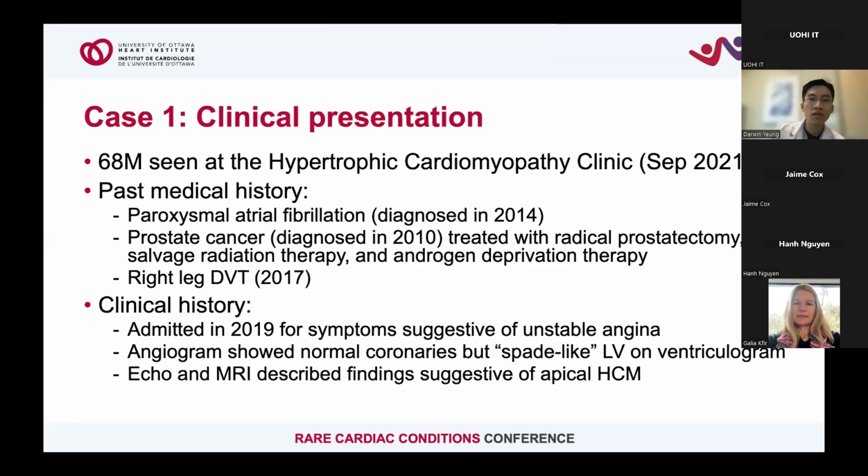He eventually underwent a coronary angiogram that showed normal coronaries, but his ventriculogram showed a spade-like LV, which is again somewhat suggestive of apical variant hypertrophic cardiomyopathy. And this was corroborated by his cardiac imaging in the form of echo and MRI, which I'll show you a few of those images.